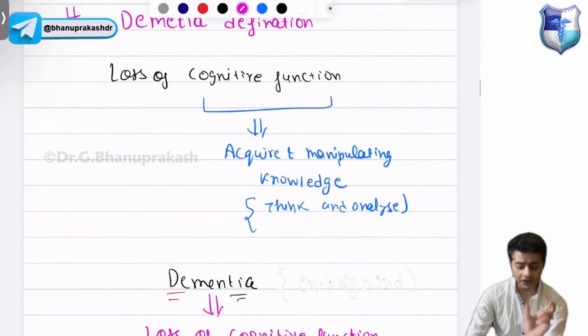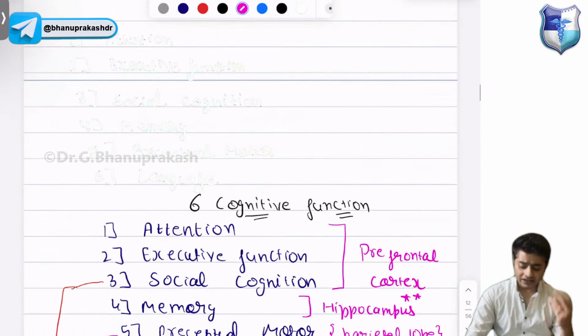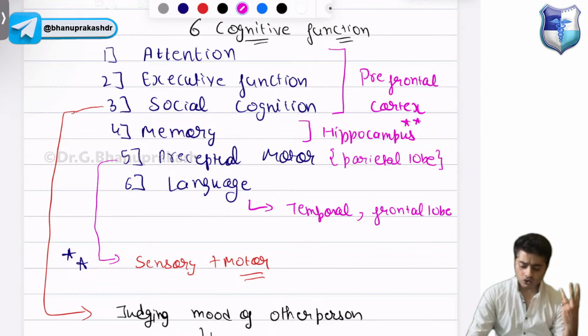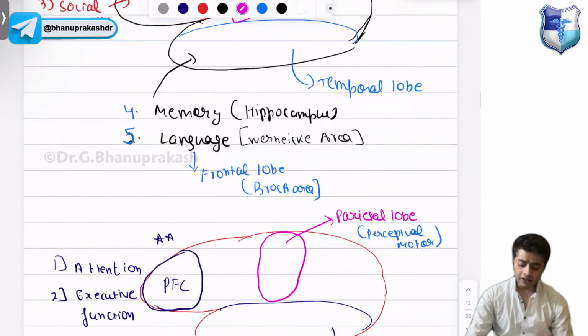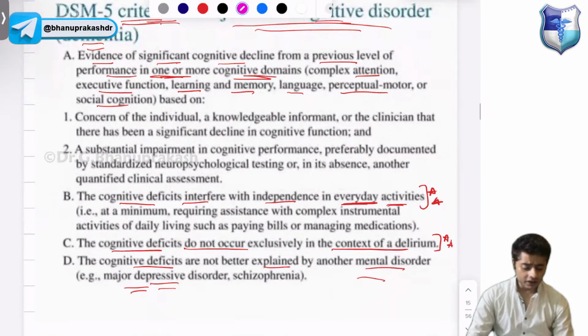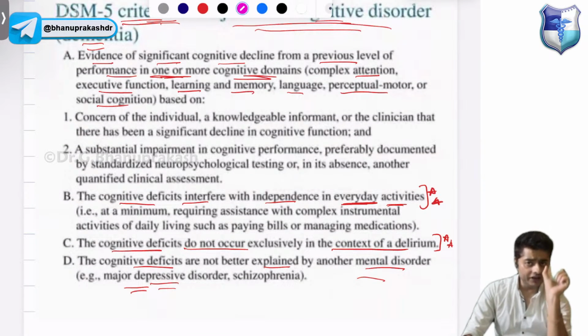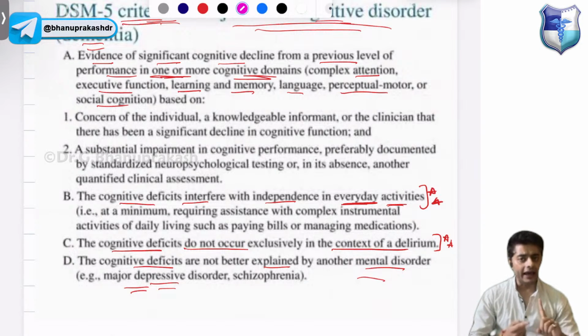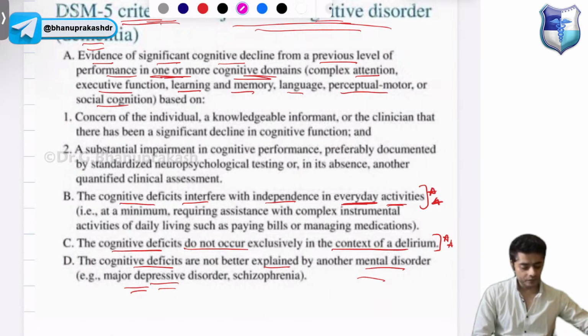Then we have done the definition of dementia. That is loss of cognitive function. There are six cognitive functions we have studied. That is your attention, executive function, social cognition, memory, perceptual motor, and language. So we define dementia as impairment in any one out of six cognitive functions, plus you have to rule out delirium and you have to rule out the depression part. Okay.